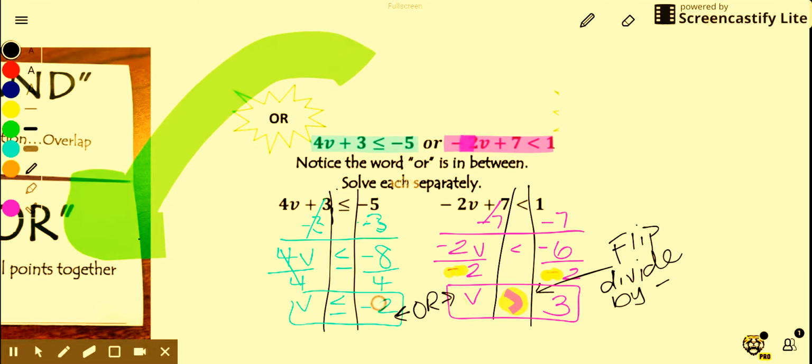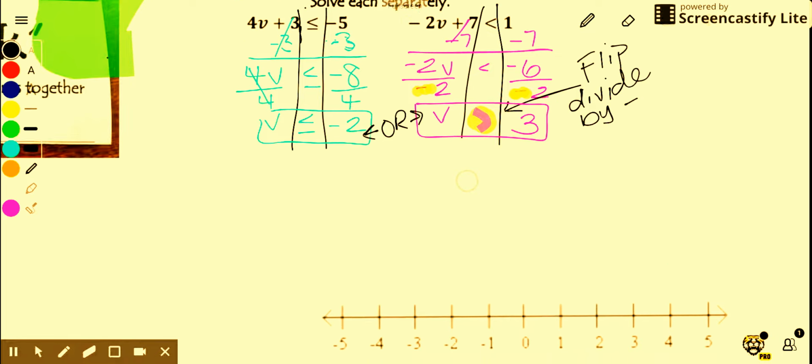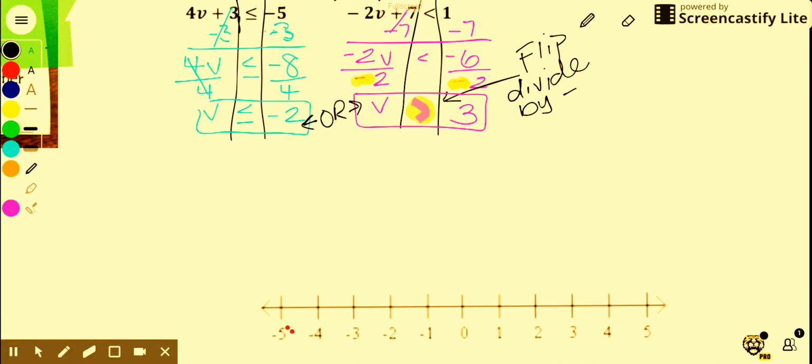So when I go ahead and graph this, let's go to the graph. Oh, I wrote so small this time. Okay, so v is less than or equal to -2. That's going to be a closed circle because it's the less than or equal to. That's a closed circle, trust me. Okay, so I've got a closed circle. And then for v is greater than 3, that's an open circle. So I have an open circle at 3.